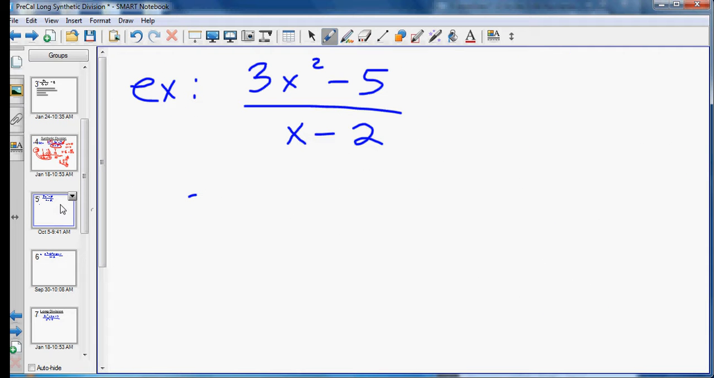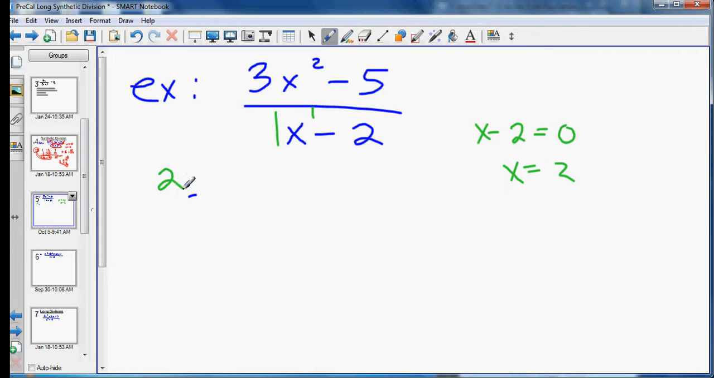Next up, 3x squared minus 5 over x minus 2. This one we also can use synthetic division because there's a coefficient of just 1 on the bottom in front of the x and an exponent of 1. So we are allowed to use synthetic division. So I need to figure out what will make the denominator equal 0. That would be positive 2.